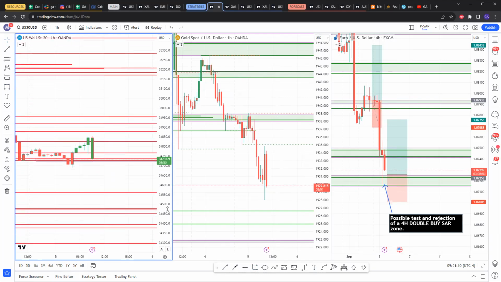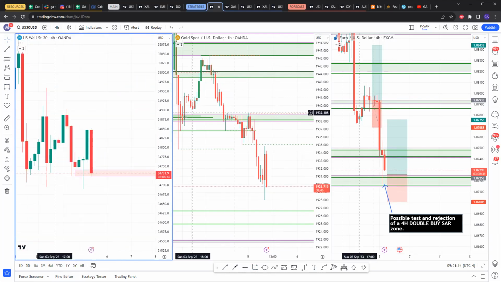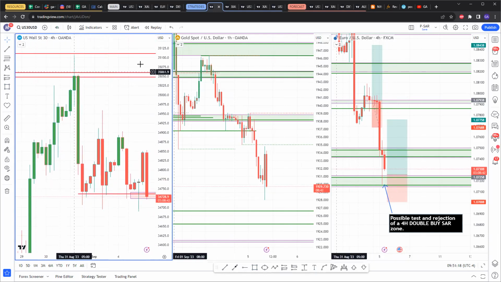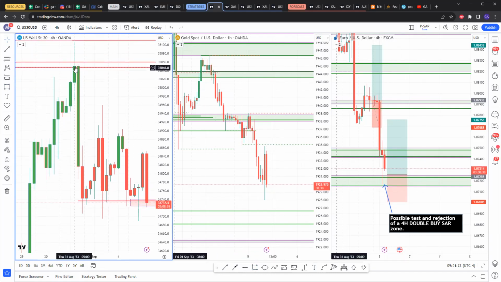And that's on the hourly. So that's the only one that's close by there. On the 4-hour, let me see what's there. On the 4-hour, there was this double SAR right here, but however, this was invalid because this candle did not close below.